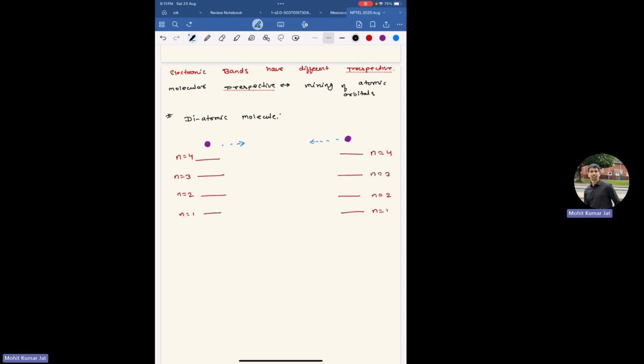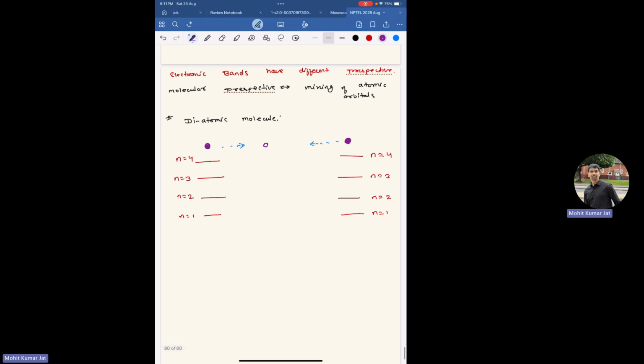So what essentially will happen is your atoms will come closer, and just to show some bonding between them, I'll draw this line. They are so near that now the interaction has started. And now if I ask you to draw the energy levels, what will happen? This n equal to 4 level will get split into 2. Similarly, n equal to 3 level will get split into 2. The high energy one is known as the anti-bonding, and the low energy one is known as the bonding.